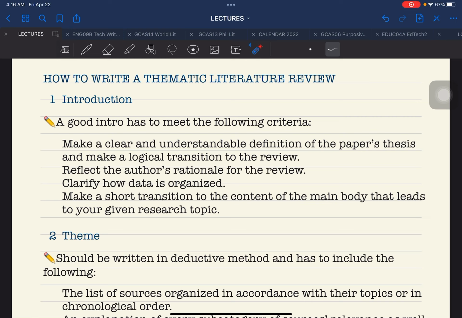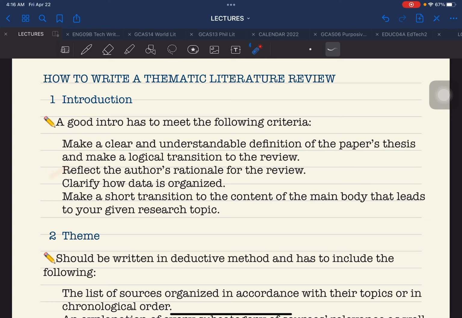So this is, as the term implies, an introduction to what they are going to read in the succeeding part of the paper. So make sure you clearly state the definition and the objective of the paper on this part of the study that you are conducting. So this is an introduction, okay? So simply put, it's an introduction of what the readers will expect on this part of your study.